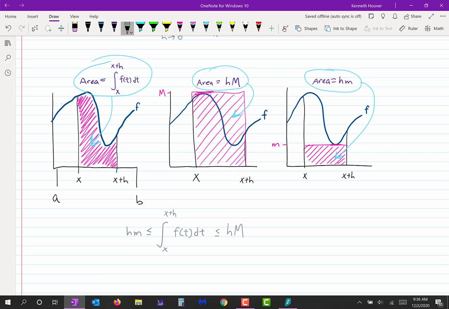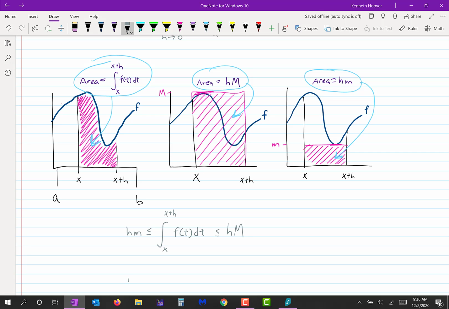Let's do the limit as h goes to 0. Or let's actually do this. Sorry, I paused for a minute because I was just thinking. Let's divide all three sides of that inequality by h. Okay, we'll do that first. So I'm going to divide by h.